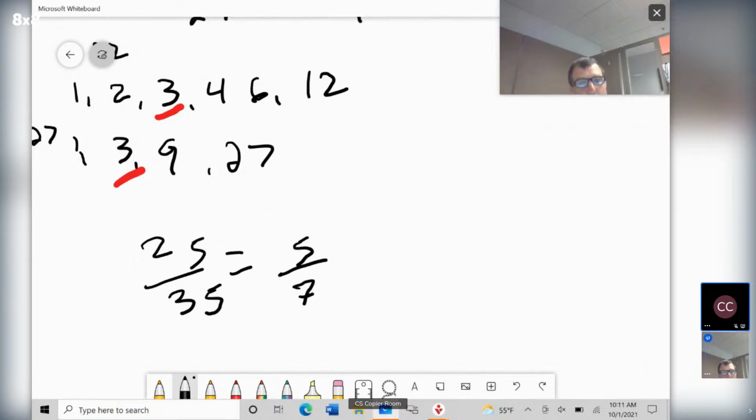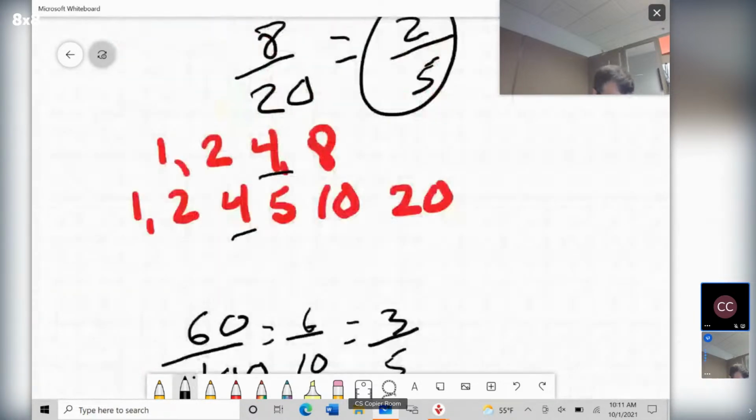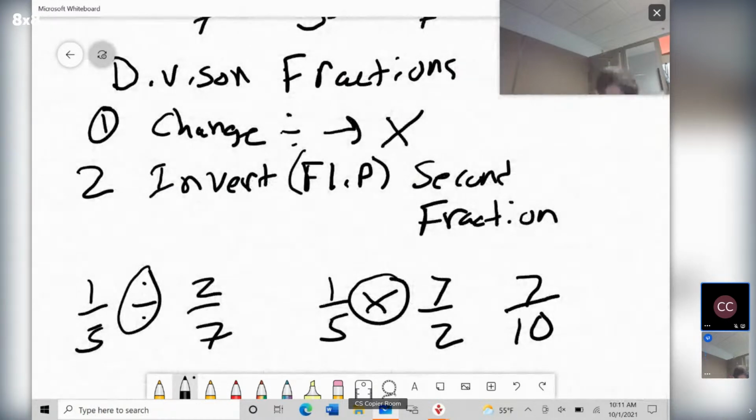Okay, so both of those are going to be important when we're working with fractions. A lot of times they want you to simplify in the simplest terms, and knowing the greatest common factor is going to be helpful. Okay, so I'm going to post some reducing fractions. I'll also post some of the dividing fractions. Just remember, we divide in 2 simple steps. We're going to change the division symbol to a multiplication symbol, and then we're going to invert or flip the second fraction. Just those 2 steps.